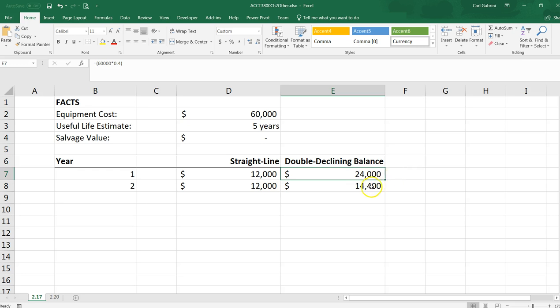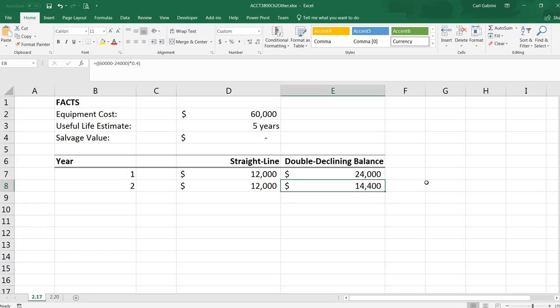When you move to year two, unlike straight line depreciation, under double declining balance you have to subtract from the original cost the previous year's depreciation expense. So it would be $60,000 minus the $24,000, or $36,000, times 0.4, or 40%. And so the second year's depreciation expense would be $14,400.